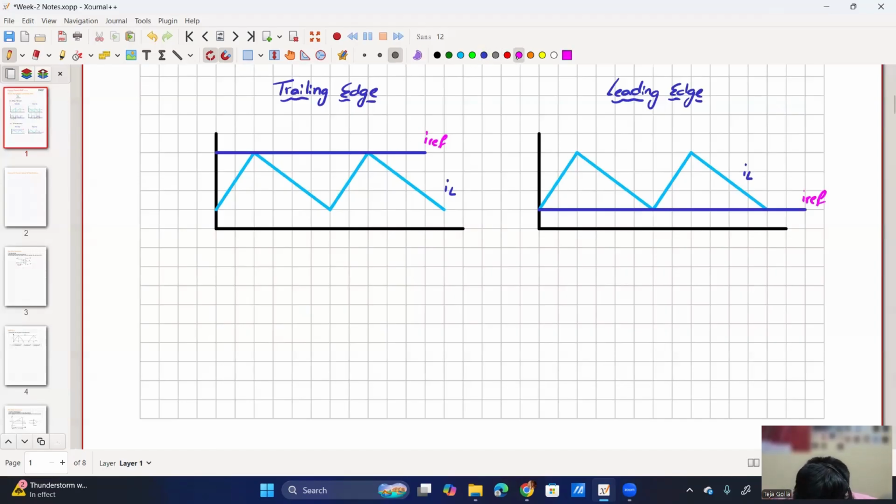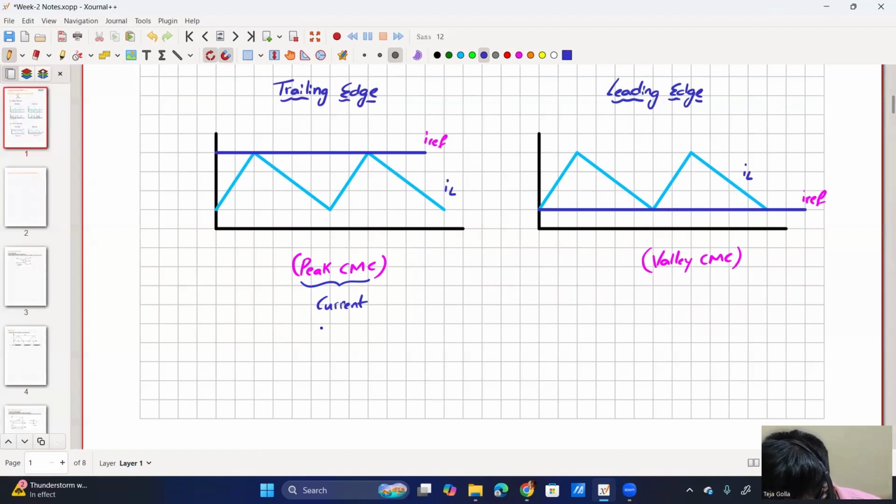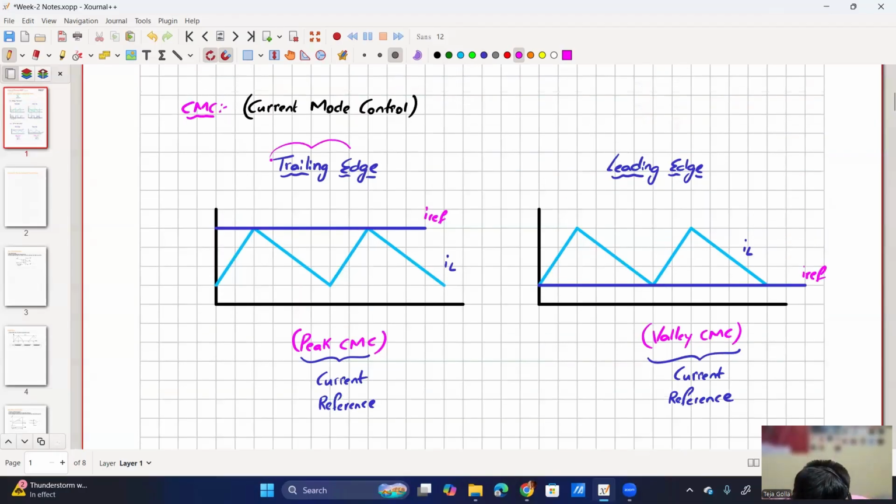this is also called peak current mode control because the I reference is at the peak, and this is called valley current mode control because the I reference is at the valley of the inductor current. So when we are saying peak as well as valley, we are talking about the current reference, whether the current reference is at the peak or at the valley of the inductor current. Whereas when we are saying leading edge or trailing edge, we are talking about the inductor current, whether the inductor current is trailing the reference or leading the reference.